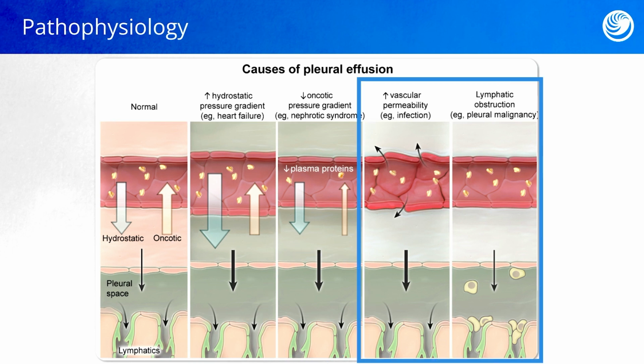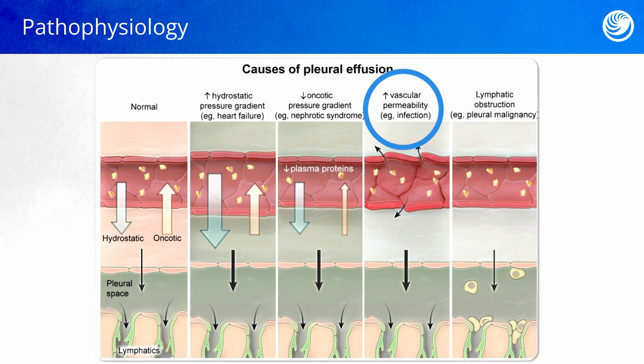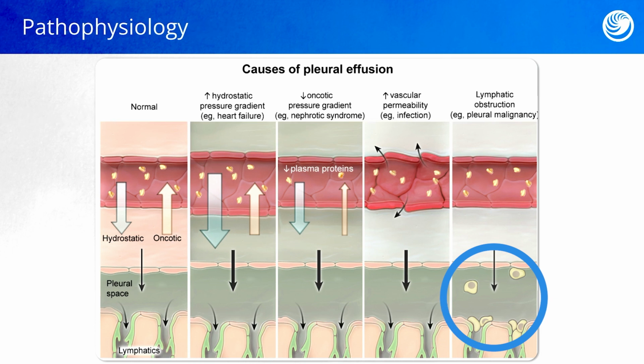The fourth and fifth sections of this image demonstrate the development of pleural effusion from increased capillary permeability and lymphatic obstruction. Increased capillary permeability occurs due to inflammation or infection, such as when we have pneumonia, while obstruction of lymphatic fluid drainage can occur from malignancy and an increase in the presence of cells within the pleural space. The cells block lymphatic drainage and fluid accumulates.